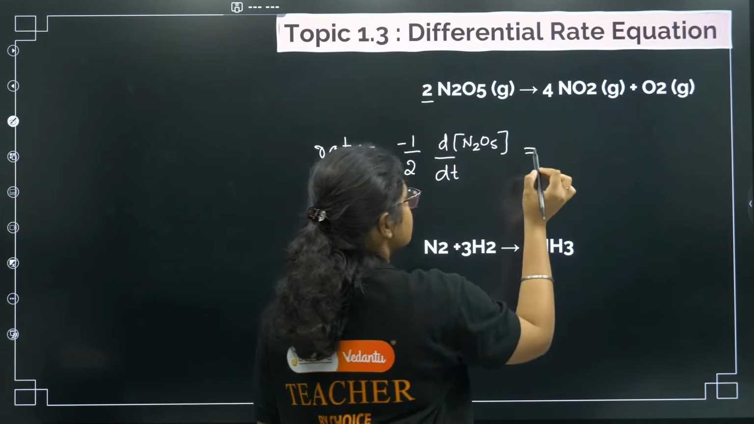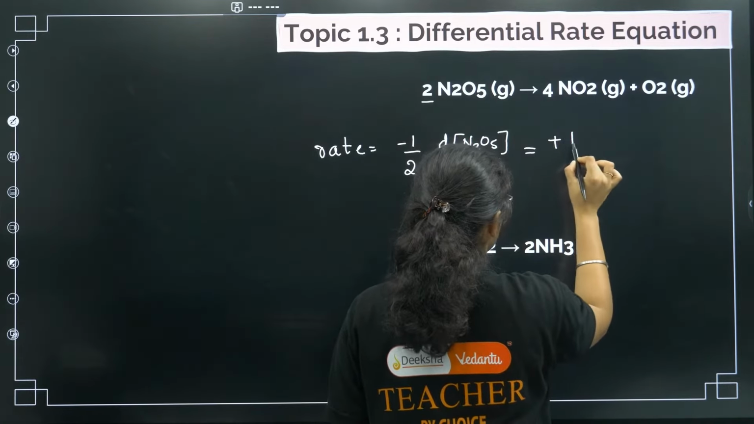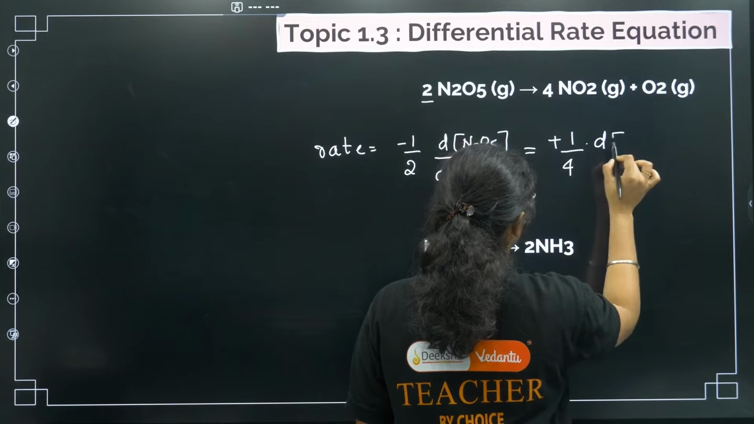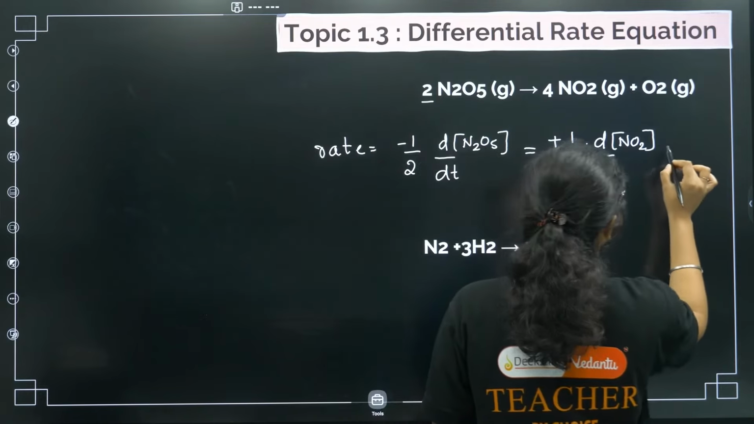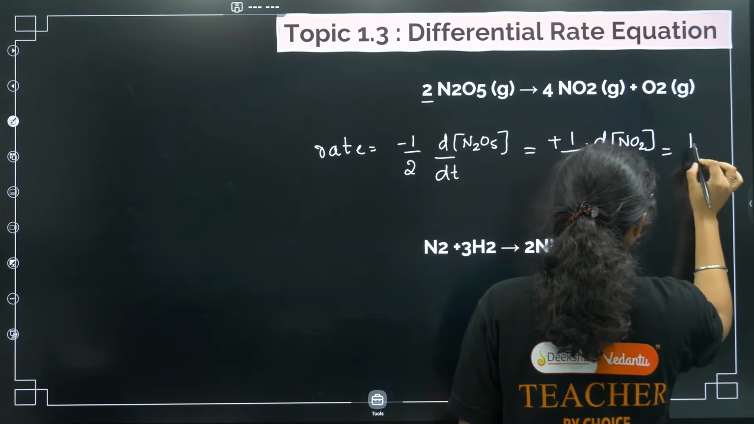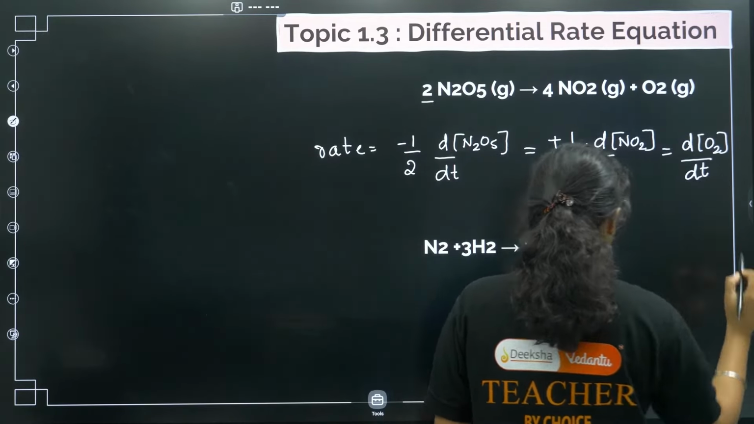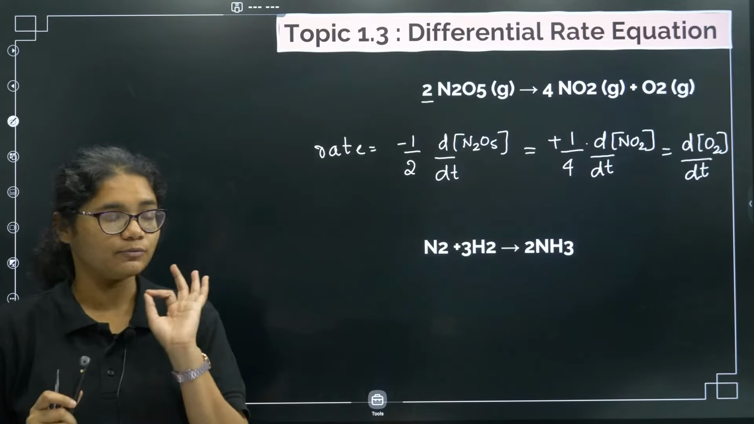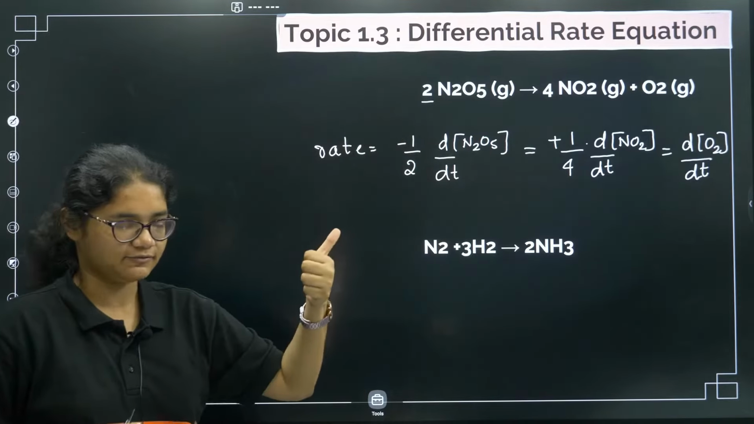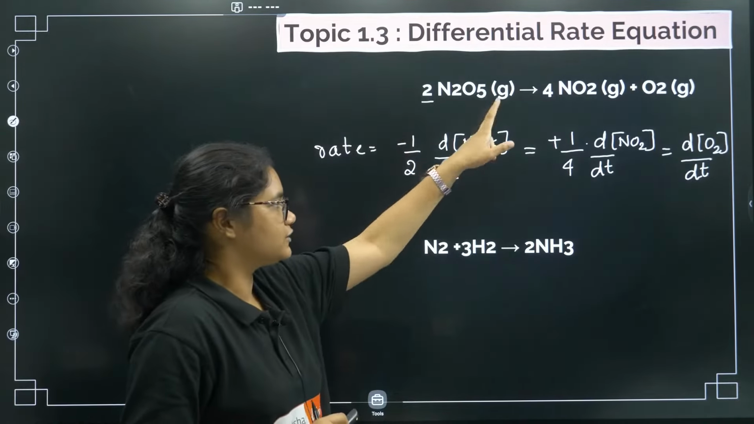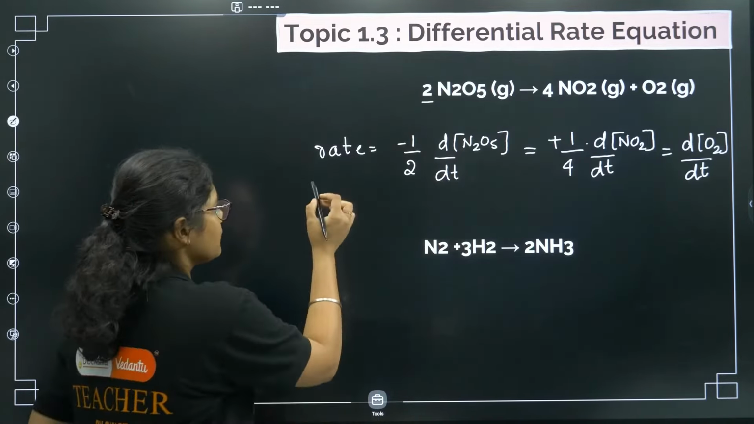Now coming to this one, this is the product side, so I will use plus. So remember, negative is for reactant, positive is for product. So 1 by 4 of dNO2 by dt is equal to 1 by, we don't have 1 by 2 here, so dO2 by dt. Two things you have to remember, what students generally make mistakes on here. For reactants, you need to use a negative sign. For products, it is a positive sign. That is the first thing. Second, you have to check the stoichiometric coefficients. They should come in the denominator, and then this is equal to the rate of a reaction.